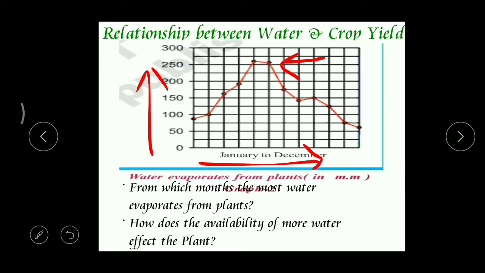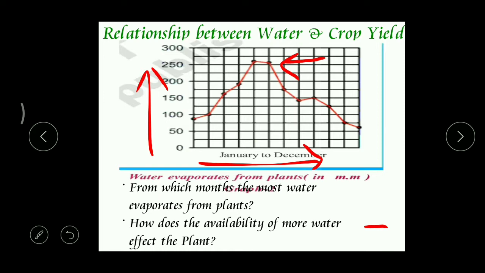And what's the next question? How does the availability of more water affect the plant? Most of the farmers think that if we supply more water, then the plant growth will be more, but that is not correct.